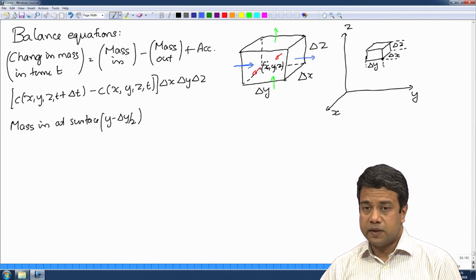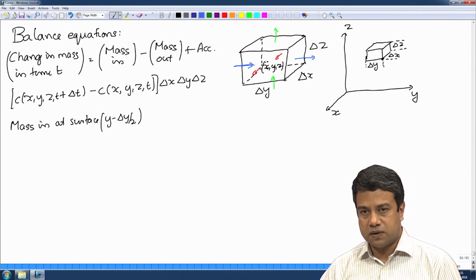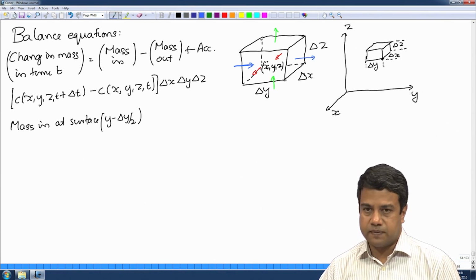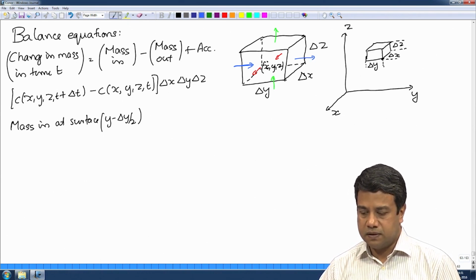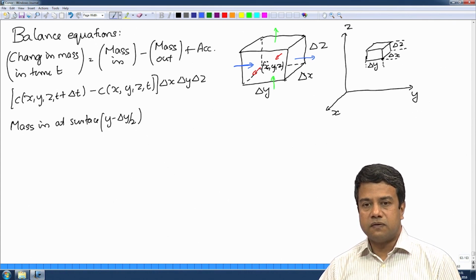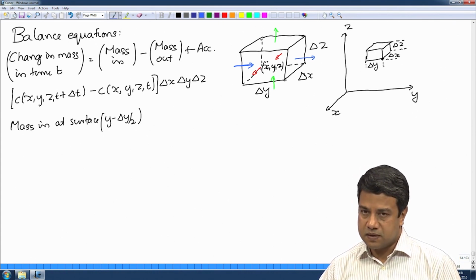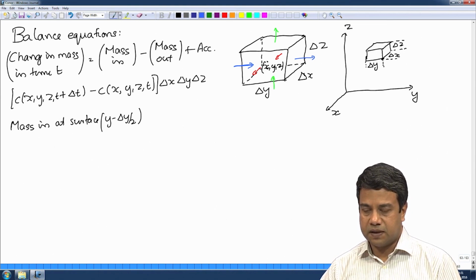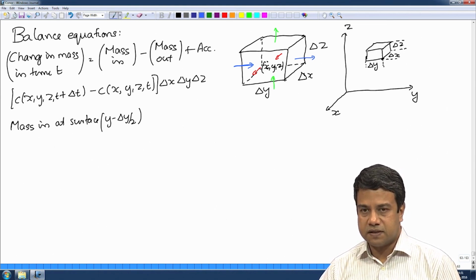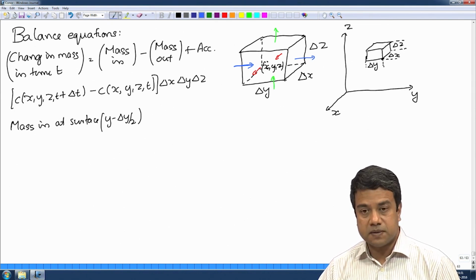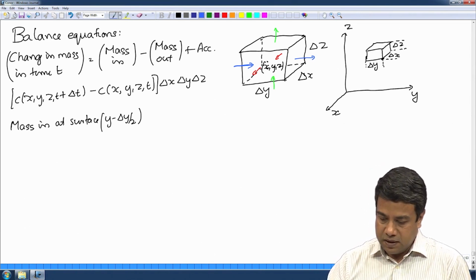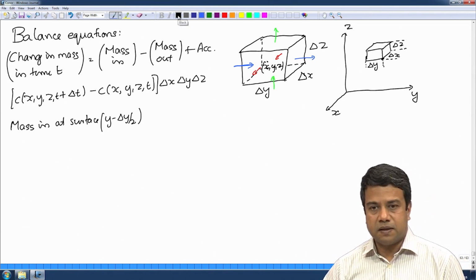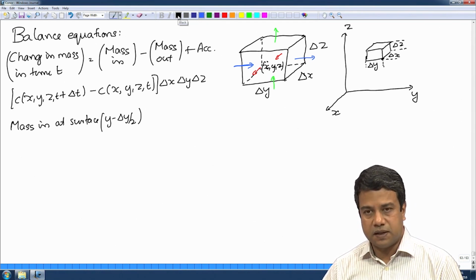Mass is coming in for 2 reasons. One is due to convection and the other is due to diffusion. The mass per unit area per unit time coming in due to convection, if you recall, is just equal to the velocity perpendicular to the surface times the concentration at that location. That is the mass per unit area per unit time. That is the flux, and I have to multiply that by the area and by time.